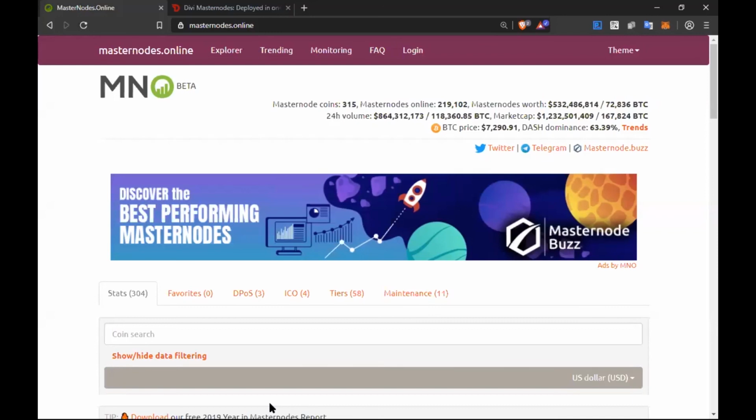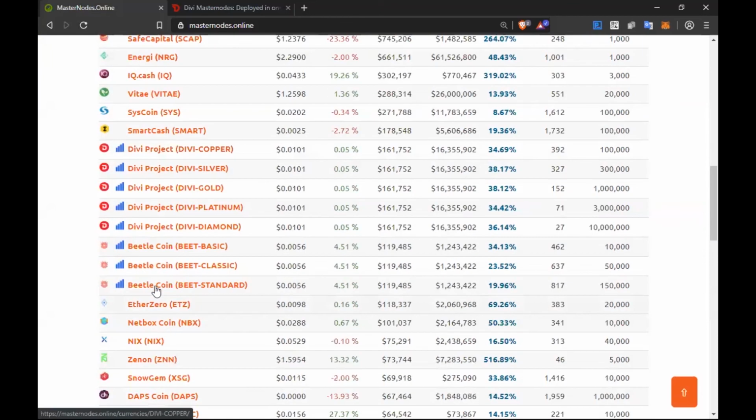So where to buy DV? You can buy DV on B2 Exchange, Stex. There's an exchange called Stex, and you can also find DV at LA Token. Feel free to go into any of these exchanges if you want to buy DV and get yourself some DV.